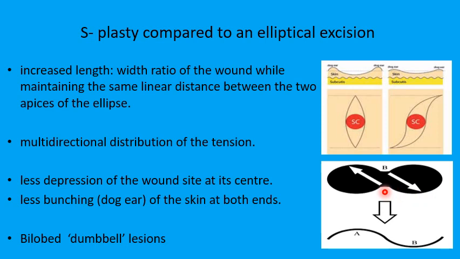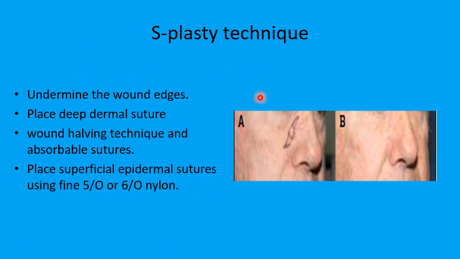And now you suture one of the central points, A into here and B into the other side, and you end up with an S-plasty that has preserved more tissue and distributed the tension in a better way. So this is an example of where the S-plasty technique would be useful in facial surgery.